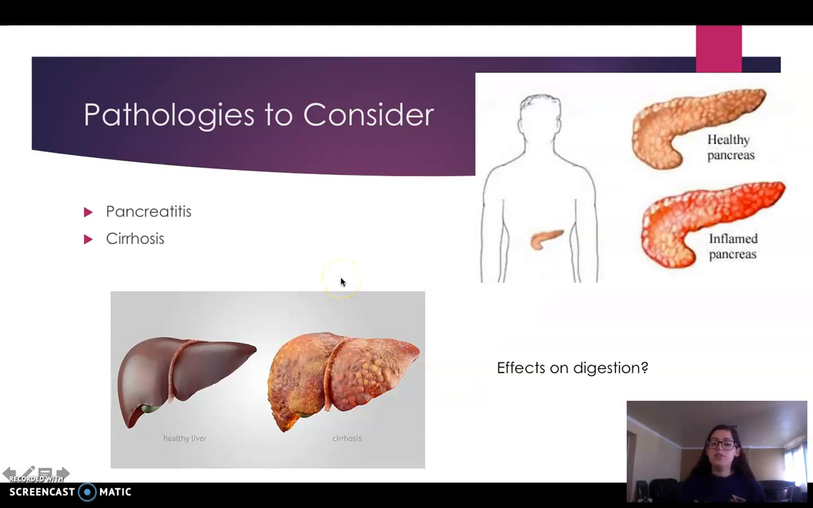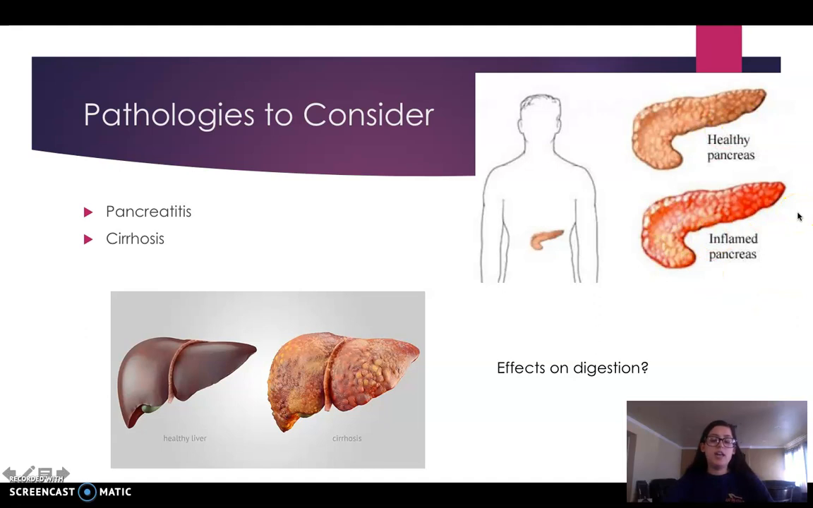So I want to consider 2 pathologies, and I think that it is important to consider pathologies because we see how vital these functions are to our digestive system. So pancreatitis can be caused by pre-activation of pancreatic enzymes. So it can cause the inflammation of the pancreas because these enzymes are activating in the pancreas before the small intestine, and the pancreas is not equipped for this activation. So it causes inflammation.